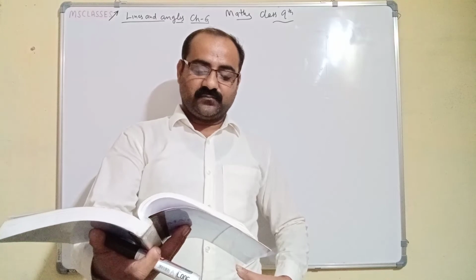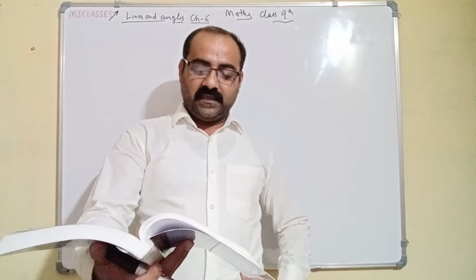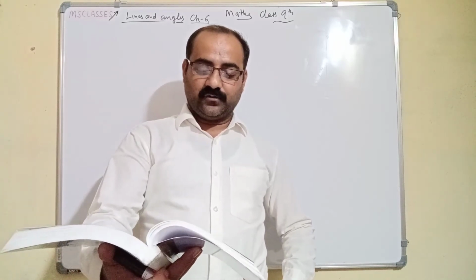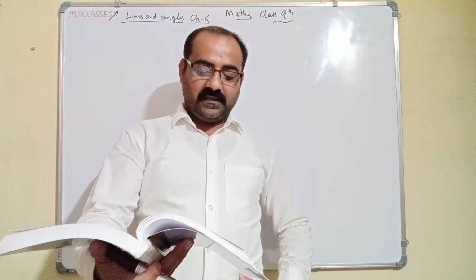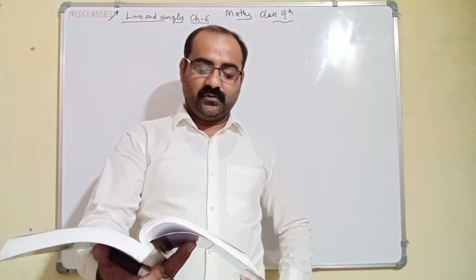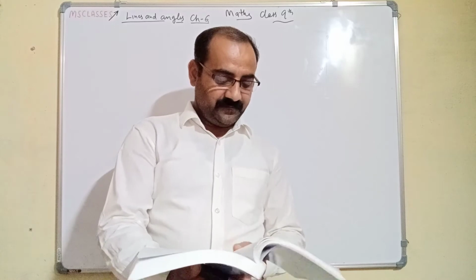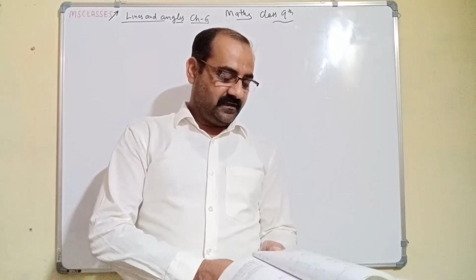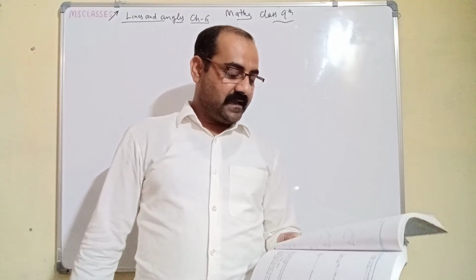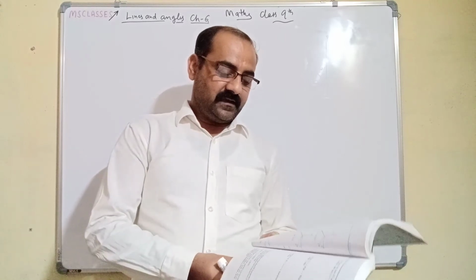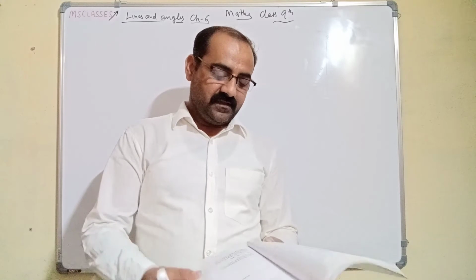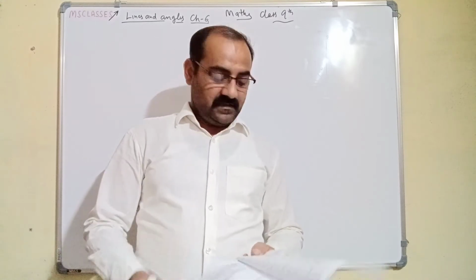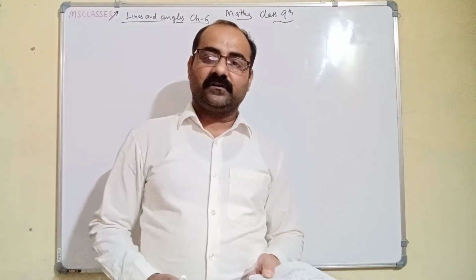In figure 6.13, line AB and CD intersect at O. If angle AOC plus angle BOE is equal to 70 degree and angle BOD is equal to 40 degree, find the angle BOE and reflex of COE. So guys, I am writing here that is given and I will draw the diagram.